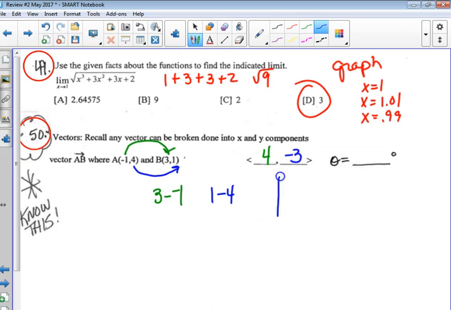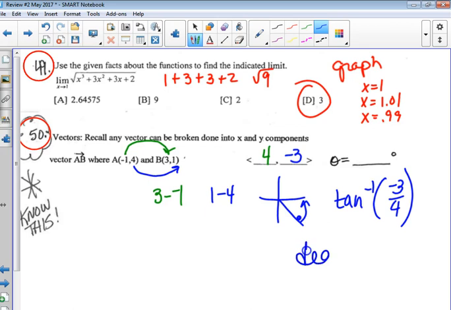What quadrant is that point in? 4, -3 is over here somewhere, right? How do we find the angle it makes with the x-axis? Okay, inverse tangent of -3/4. What mode do we need to be in? Degrees.